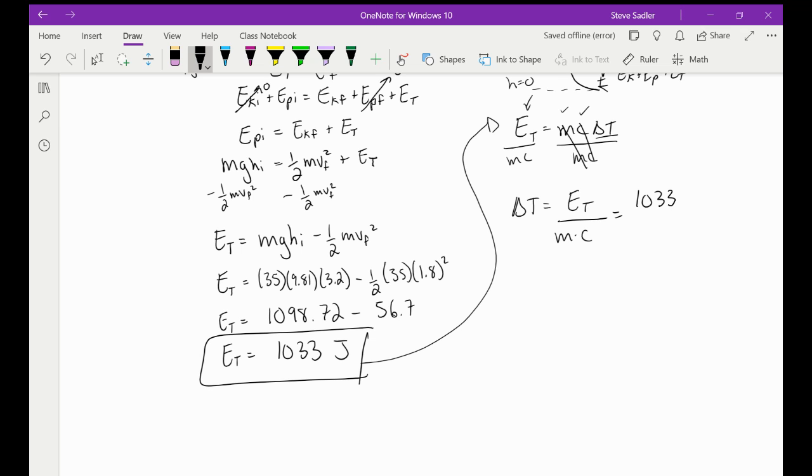E_T is 1,033 joules divided by our mass of our slide, which was 12 kilograms, multiplied by the specific heat capacity of iron, which was 460. So 1,033 divided by 12 multiplied by 460. And we get an increase in temperature of 0.19 degrees Celsius. So that's how much the temperature of the slide changed from the child sliding down it.